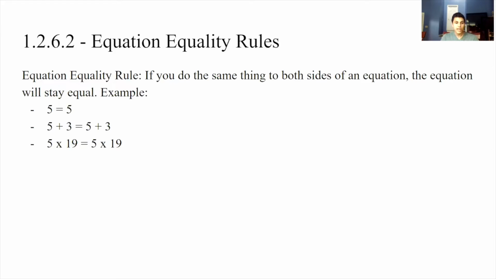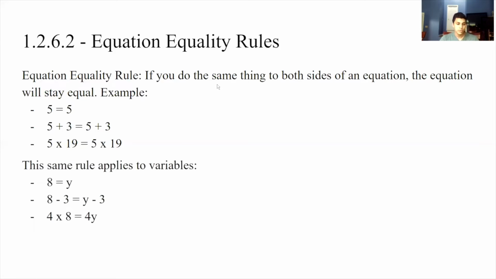In the next bullet, I have 5 times 19 equals 5 times 19. In this case, I'm modifying the original equation by multiplying both sides of the equation by 19. So on the left-hand side, it's going to be 95. Now the right-hand side is also going to be 95, because 5 times 19 is 95. This seems really simple, but this is the basis on which we use algebra to solve for variables in equations, because the same rule applies to variables.